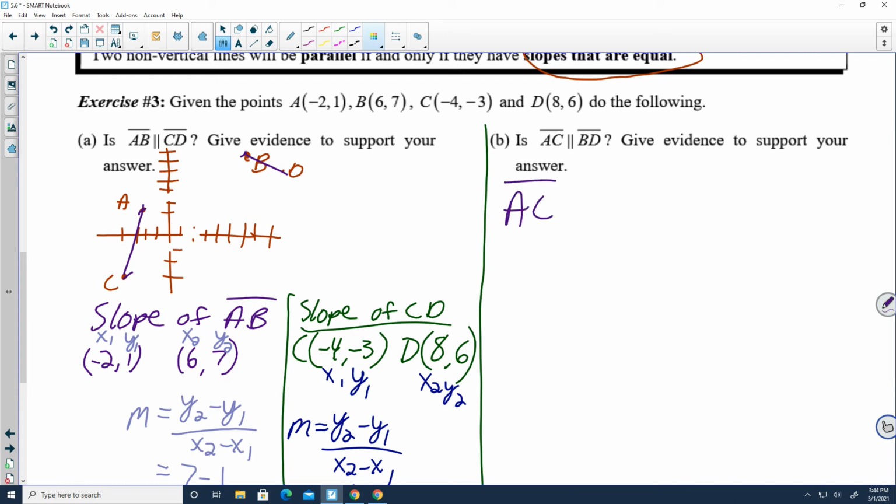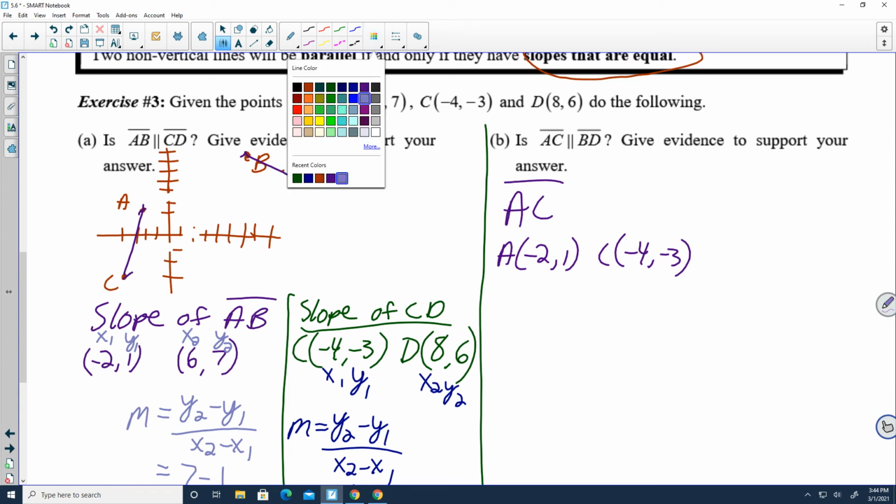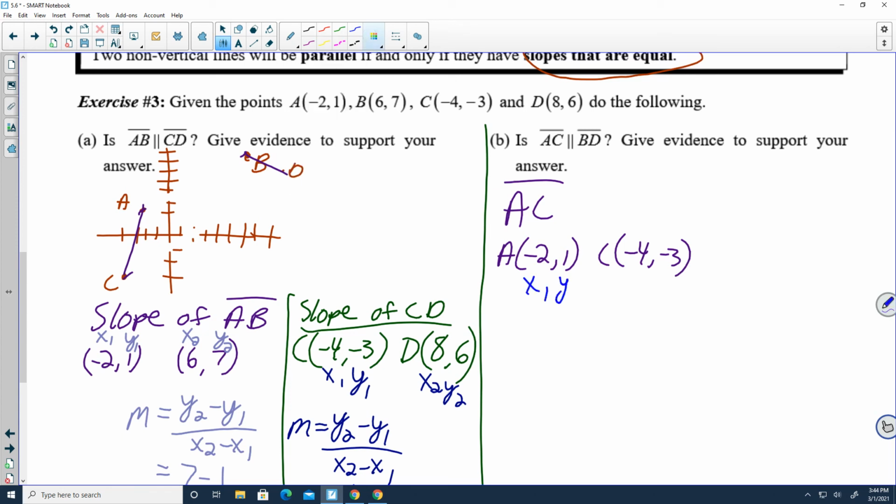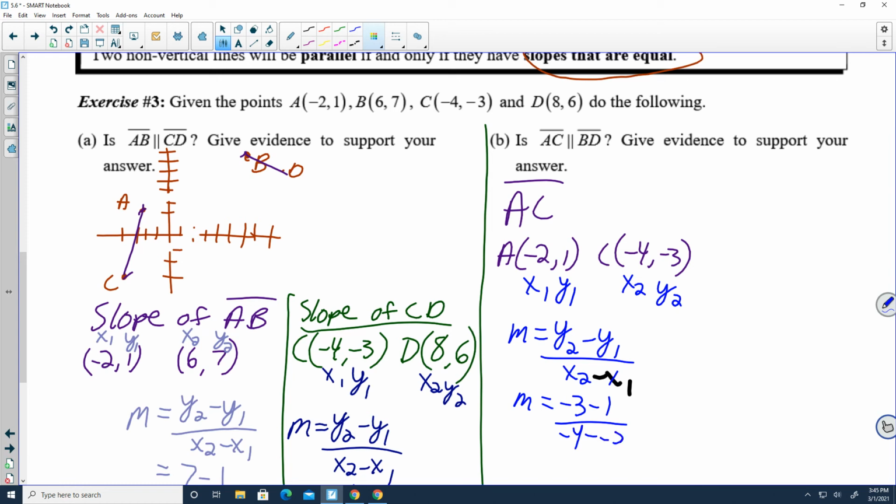So let's see. If I take AC and find the slope of AC, I know that A has coordinates -2, 1. And I know that C has coordinates -4, -3. Okay, so to find the slope of AC, I'm going to take my slope formula, label my X1, Y1, X2, Y2. Plug in my slope formula, Y2 minus Y1 over X2 minus X1. All right, plug everything in. Y2 is -3, Y1 is 1, -3 minus 1. X2 is -4, X1 is -2, so I have -4 minus -2.